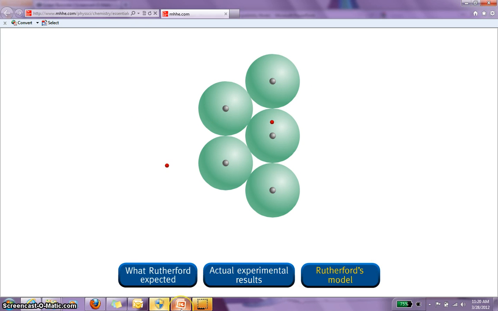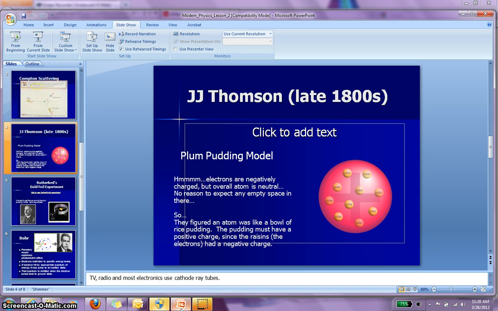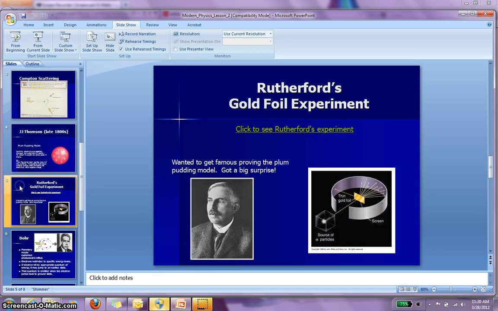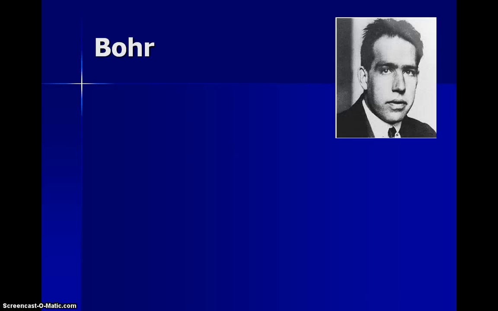Okay, so that describes Rutherford's experiment. So based on his experiment, Rutherford actually discovered the nucleus of the atom. So he came up with a new model for the atom, being that all the mass was concentrated at the center in the nucleus, and then the electrons, which are very small and essentially massless, are in clouds around the nucleus.